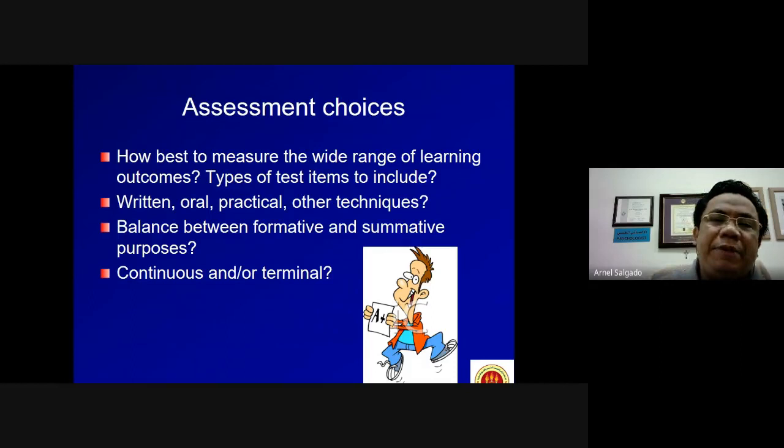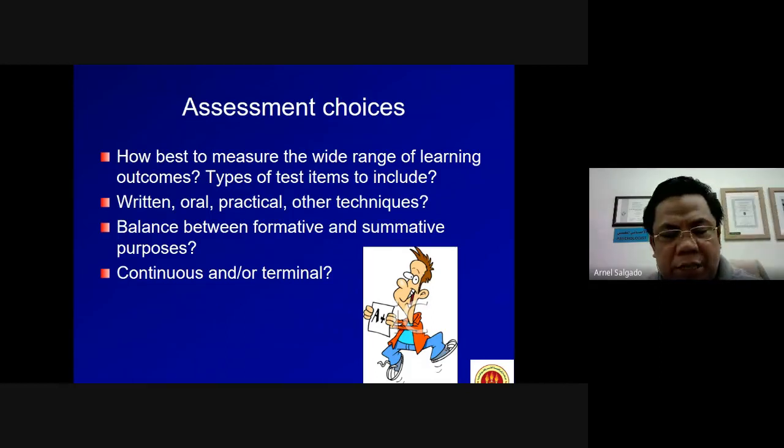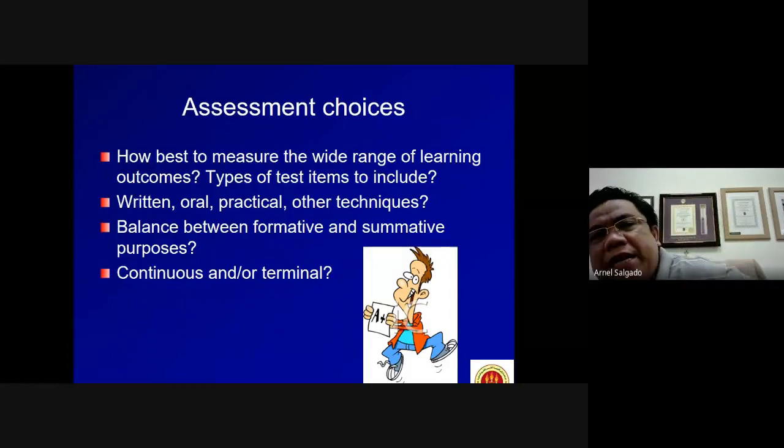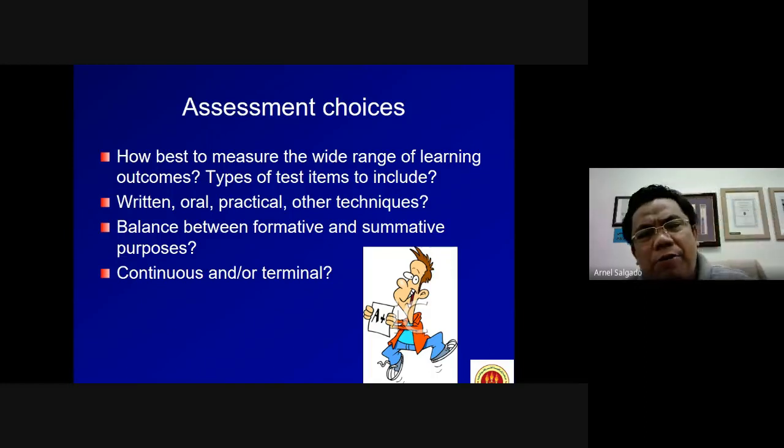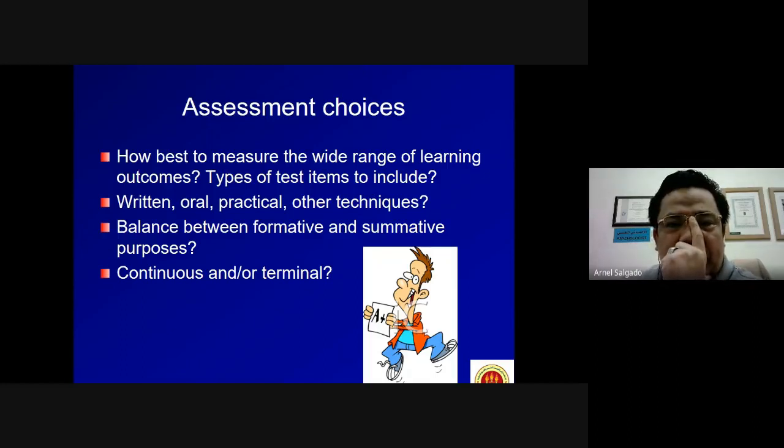These are some of the assessment choices. What are the assessments that will actually be given? This is very crucial. What can you give and how can you assess the students? Most of the time, the most famous assessment that we are giving is the MCQ. There are other forms of assessments that you will learn eventually. Now, how best to measure the wide range of the learning outcomes that we have? What kind of assessments can we give to the students?